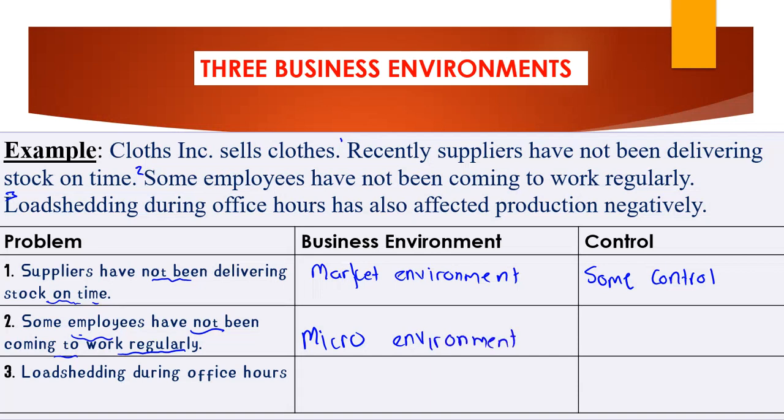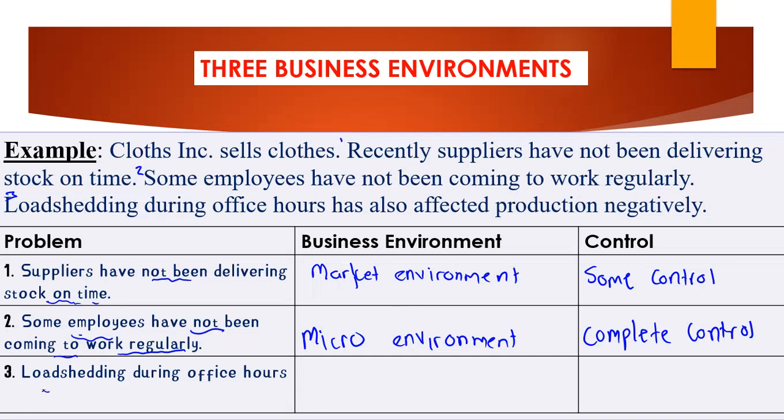And because the micro-environment is inside our own business, we have complete control. So we can maybe give these employees a warning, tell them to start coming to work on time. Or if they've been given warnings, maybe they can be fired. So in the micro-environment, we have complete control as a business.